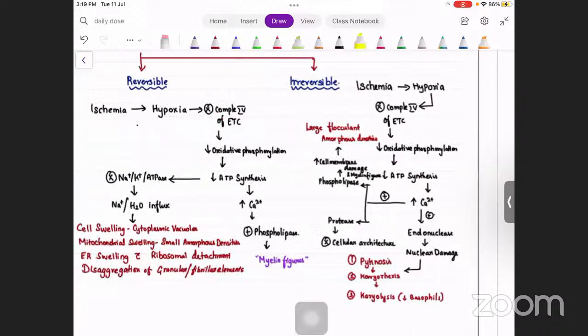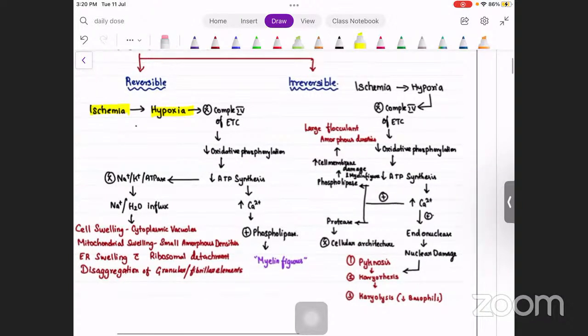So both can result from hypoxia. The most common cause of hypoxia is ischemia. Whenever the cell is having ischemia, ischemia leads to hypoxia. When oxygen is not available, as I said when I was teaching the electron transport chain, cytochrome oxidase, which is complex 4 of the electron transport chain, totally depends on what? It totally depends on your oxygen.